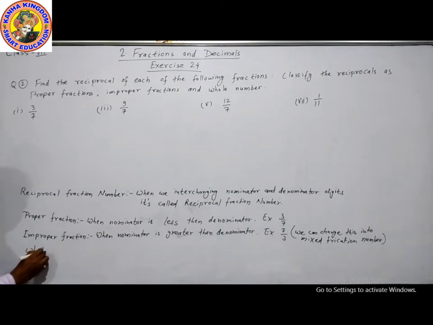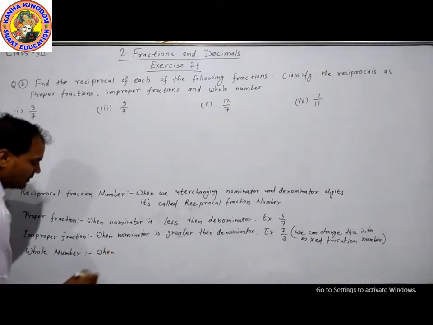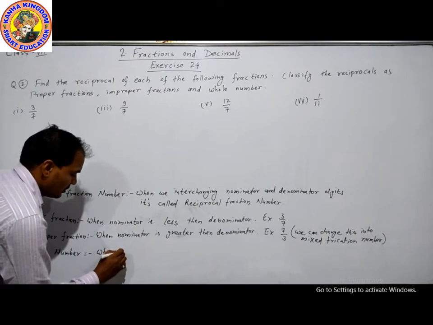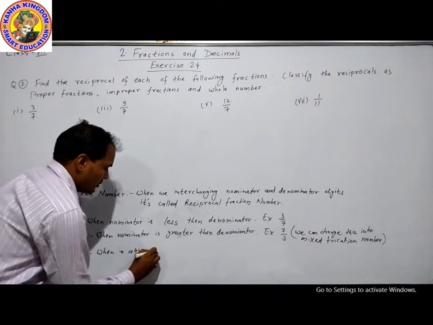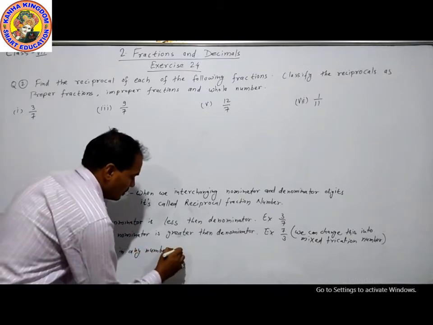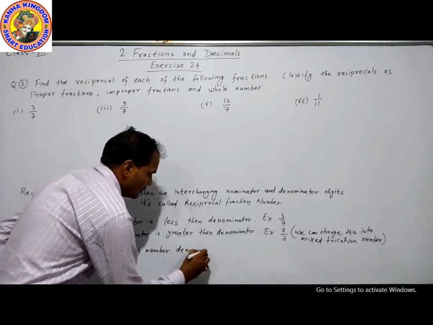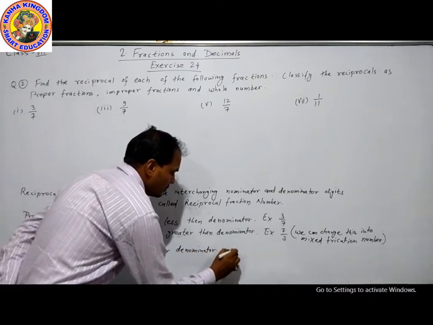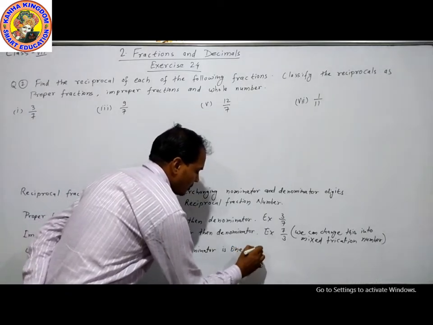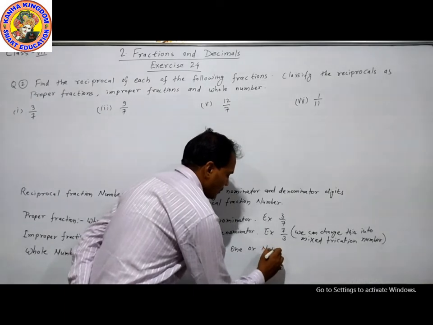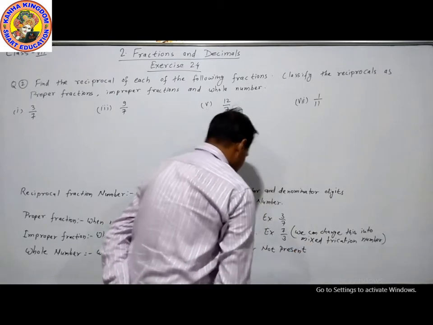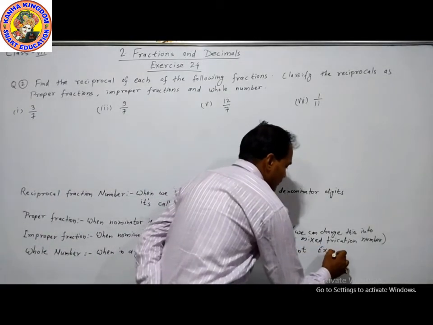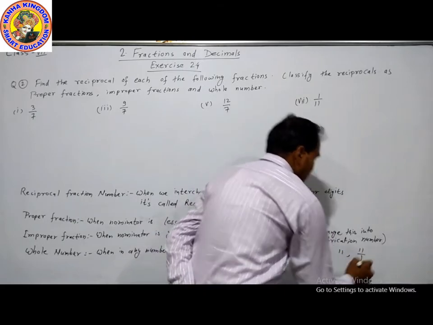Other definition is whole number. When in any number the denominator is 1 or not present, for example 11 by 1.